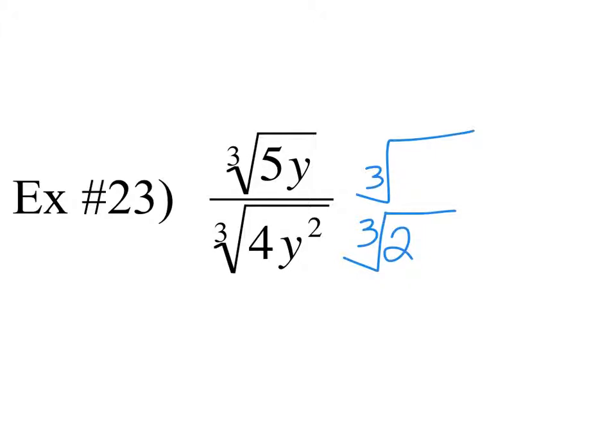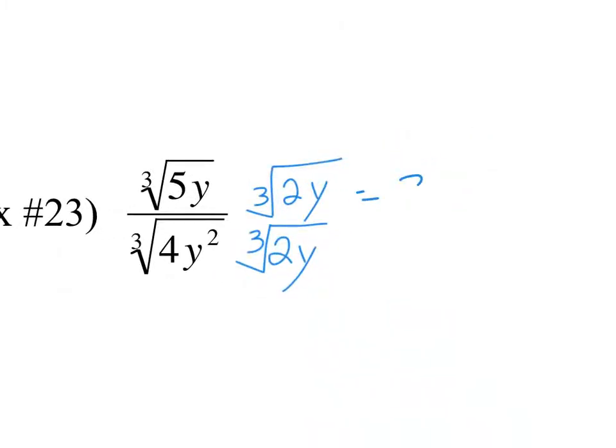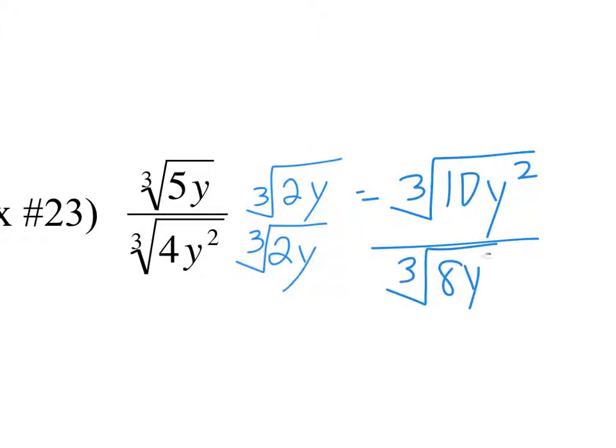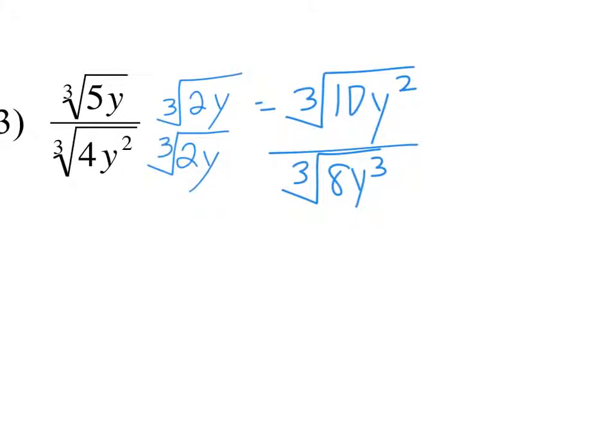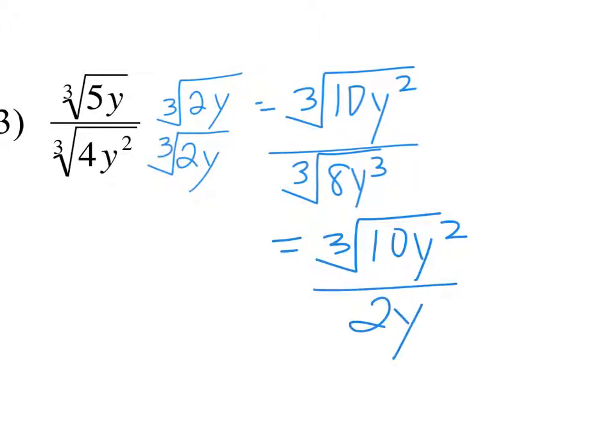8 is a perfect cube. And if I just did 4 times 2, won't I get 8? So let's do that. And then how many y's do I need to make it a perfect cube? Just 1, yeah. That'll give me 3 y's. Okay? All right, so let's do it. I get the cube root of 10y squared. And then I get the cube root of 8y cubed. And I can simplify that. What is the cube root of 8y cubed? 2y. Perfect.